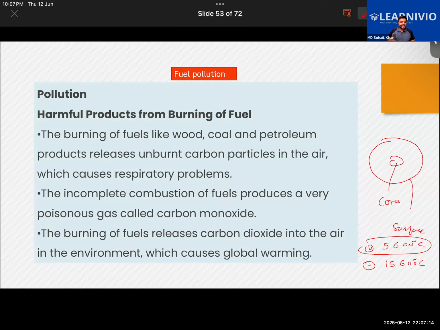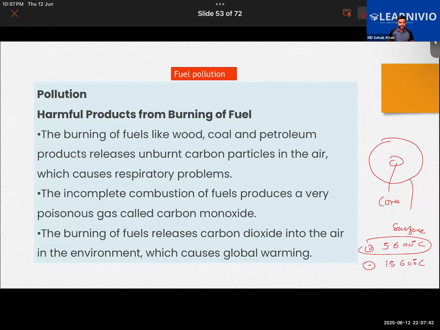Then later on, we also learned about different types of combustion. What are the three different types of combustion we have learned about? Tell me. Rapid combustion. Explosive combustion. Explosive combustion, rapid combustion, and one more. Spontaneous combustion. Yes, Abdul Bakar, spontaneous combustion.